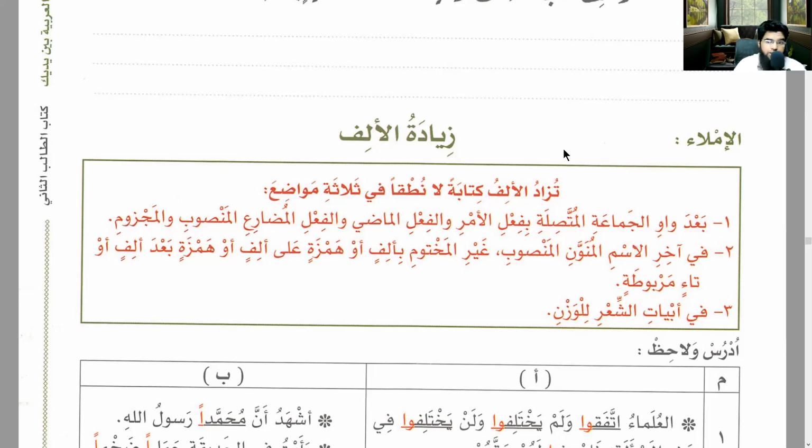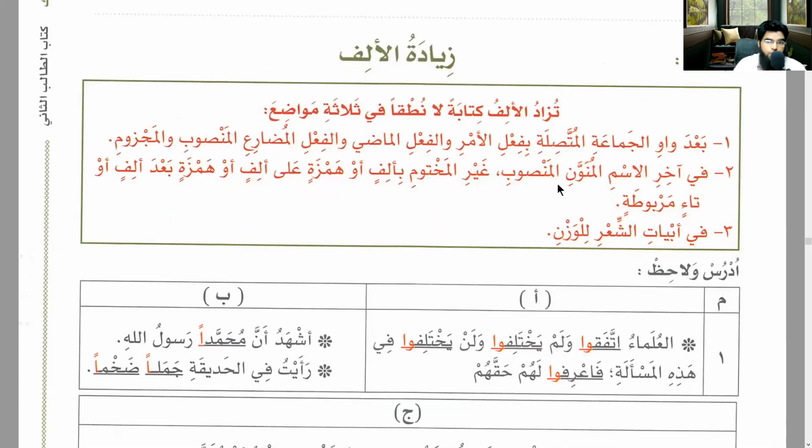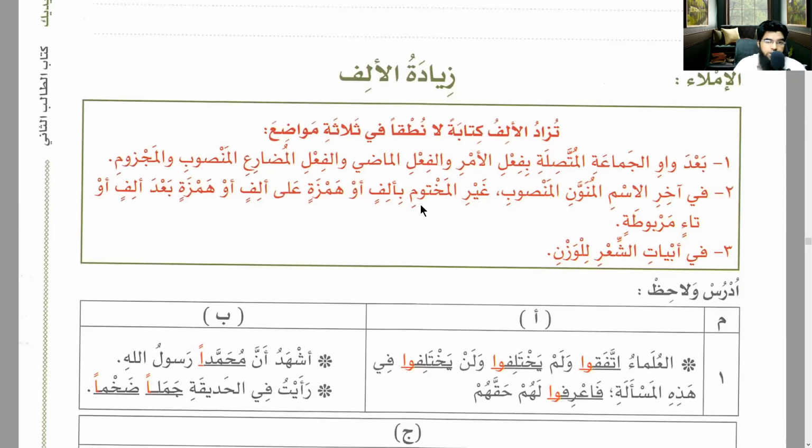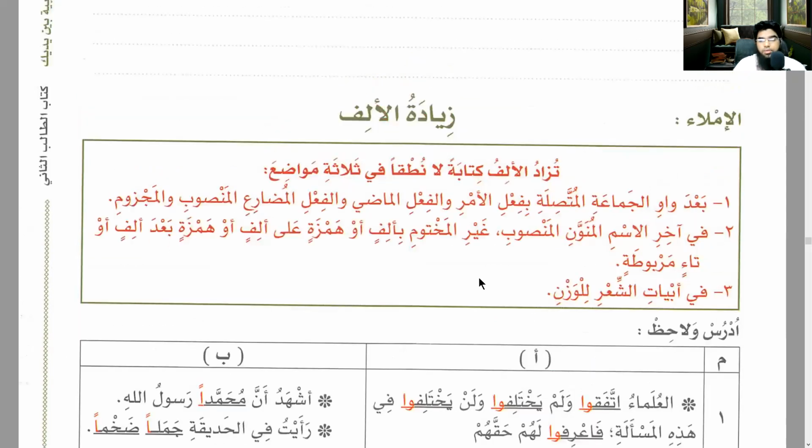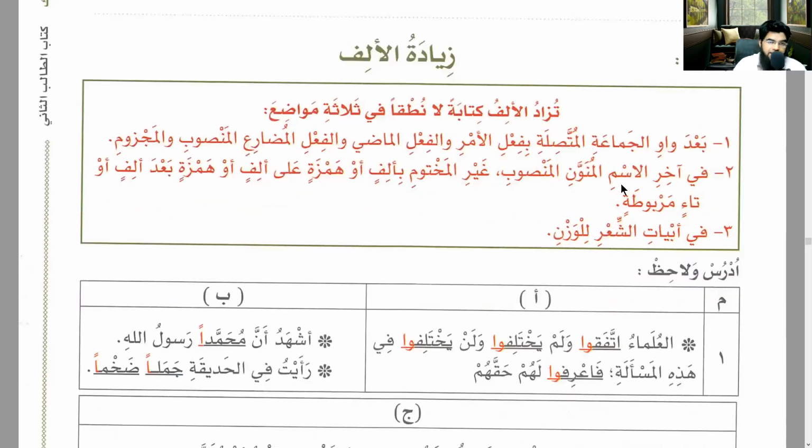Then the second one is في آخر الاسم المنون المنصوب غير المختوم بألف أو همزة على ألف أو همزة بعد ألف أو تاء مربوطة. So he says في آخر الاسم, at the ending of nouns. So these were verbs, but here it is nouns, right? At the ending of nouns, you write an alif. Al-munawwan, which has the tanween. Al-mansub, it is mansub. So you see in the Quran also.